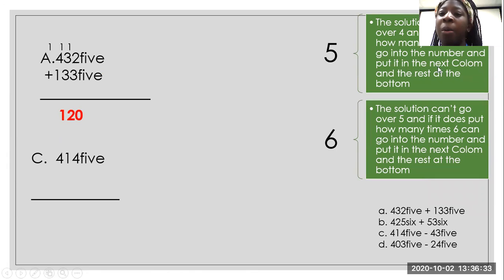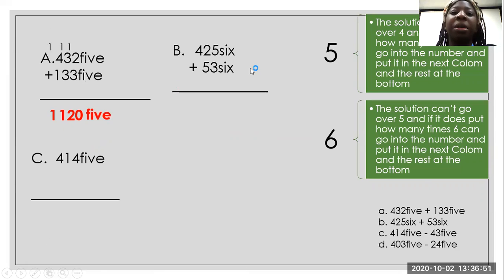Now, I always make sure to bring down the 5 because that is part of the problem. So we'll just bring down a 5. We'll bring down a 1 and then bring down a 5 because 1 is not adding to anything else.